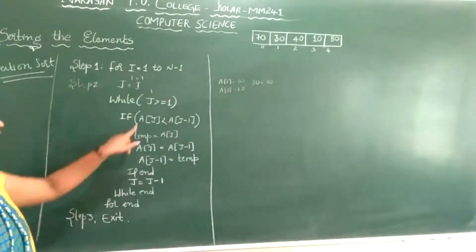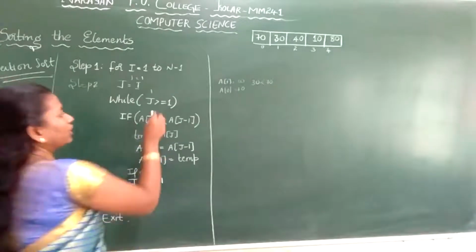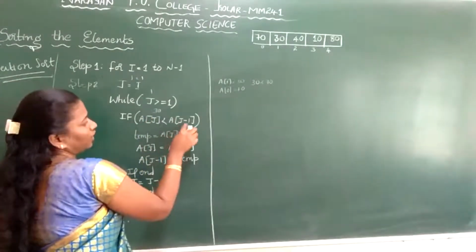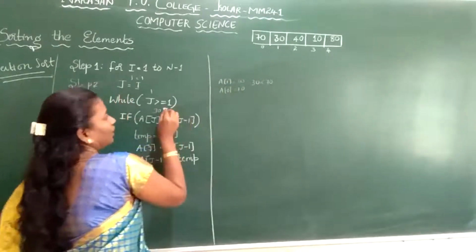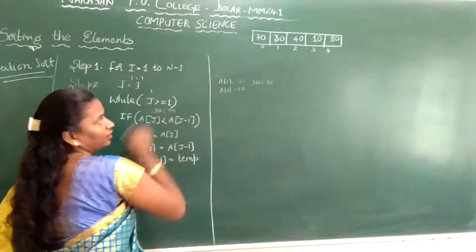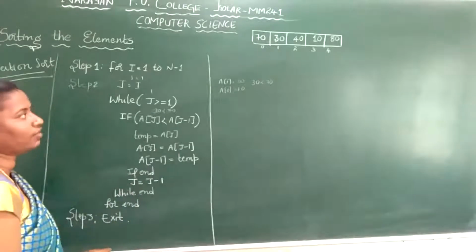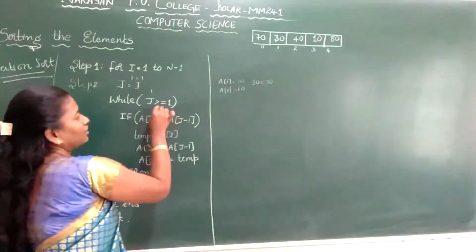A of j, that is a of 1, here it is 30. A of j minus 1, 1 minus 1 is 0. A of 0 is 70. Is 30 less than 70? Yes, 30 is less than 70.